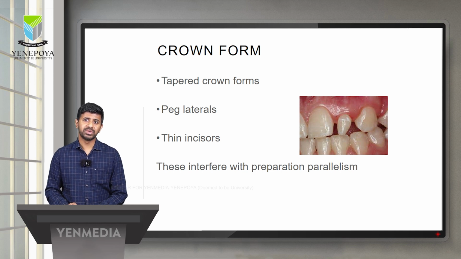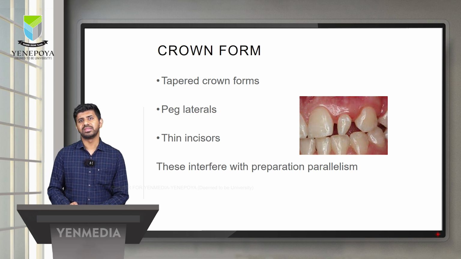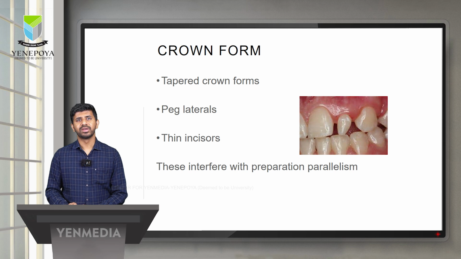And second thing, which I would ideally suggest, is we better go for something called a diagnostic wax up or intraoral mock-up. That is like putting a composite restoration around the teeth and then doing the preparation, so that we don't lose out on tooth structure as much as we think about otherwise. So crown form, a tapered crown or a peg lateral or thin incisor will all interfere with the path of insertion and removal, because the parallelism will not be achieved properly.